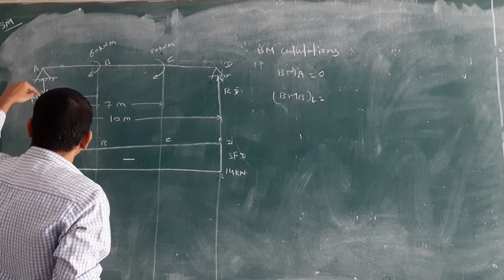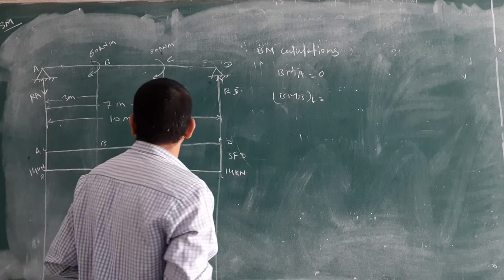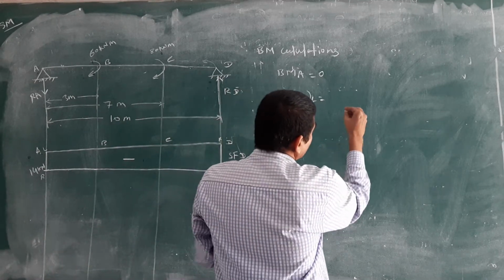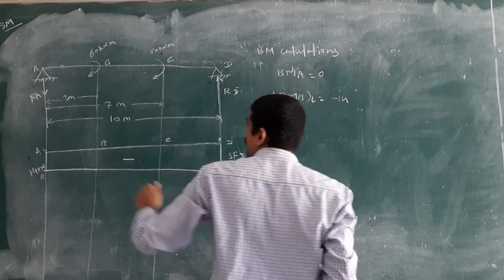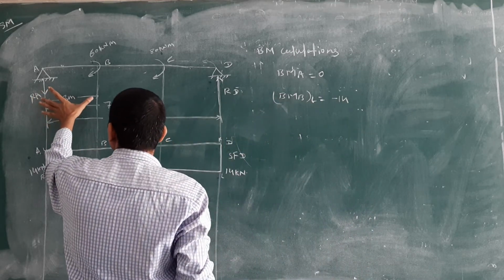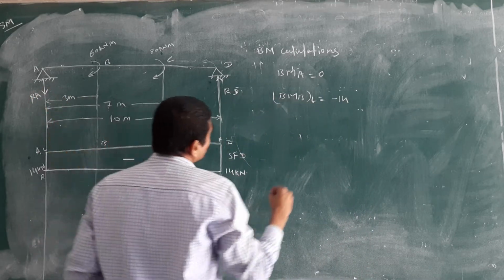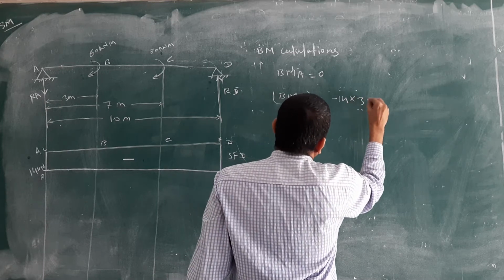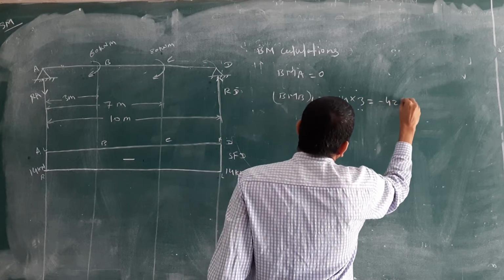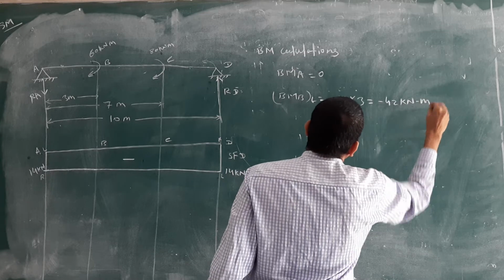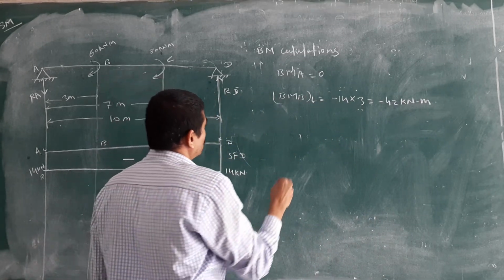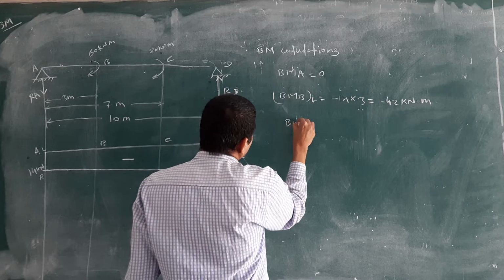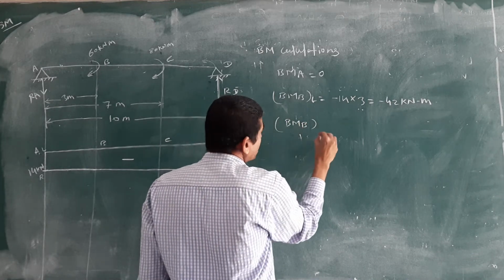Then what is the bending moment? RA, we have got that RA is negative. RA is negative, right? Bending moment at this left side is minus 14, and you have to consider the distance up to the B. 3 is there. Means minus 42 kilonewton meter. The next bending moment at B, just right side.